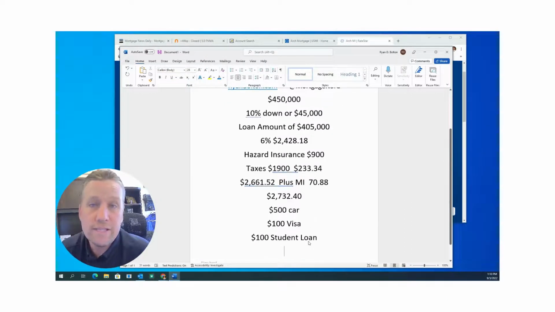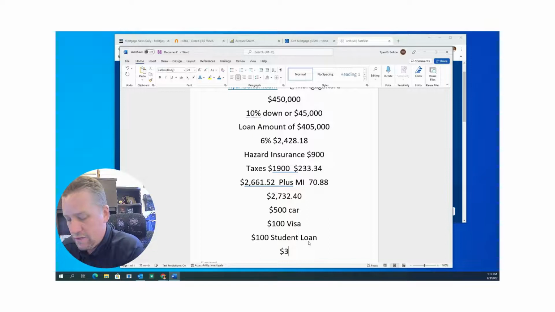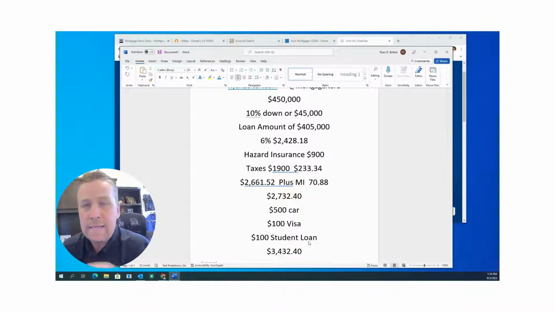Just again, so we have a number that's in there. So now let's add all those up. 27, 32, 40, $500 for the car, 100 for the Visa, 100 for the student loan. So now we are at a total of $3,432.40. So that is the debts that are on the credit.